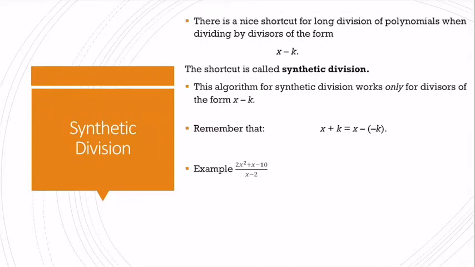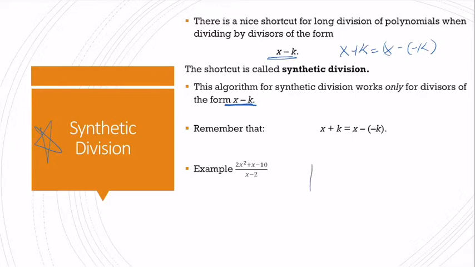So now I'm going to cover a polynomial division shortcut, and that is called synthetic division. This is a nice shortcut for long division of polynomials, but it only works when you're dividing by factors of the form x minus k. Or it could be x plus k, where that's x minus a negative k. The algorithm for synthetic division only works for divisors of this form. So let's take a look at an example.